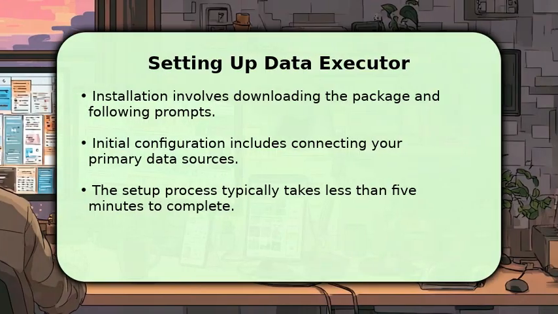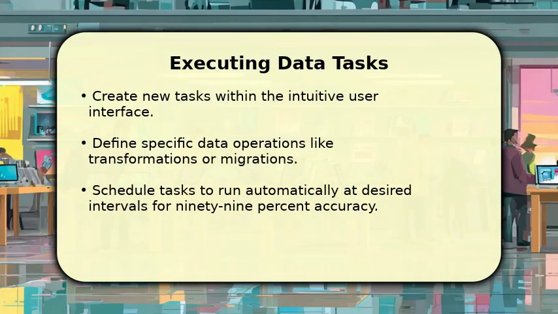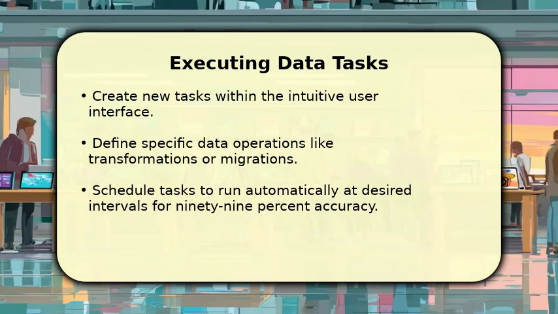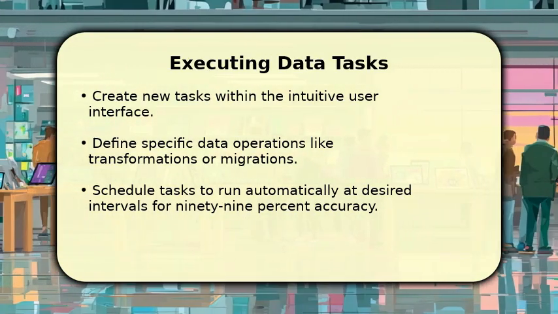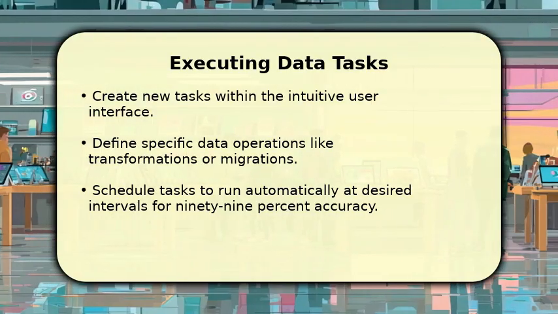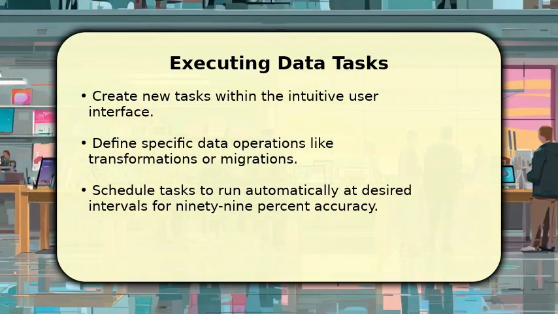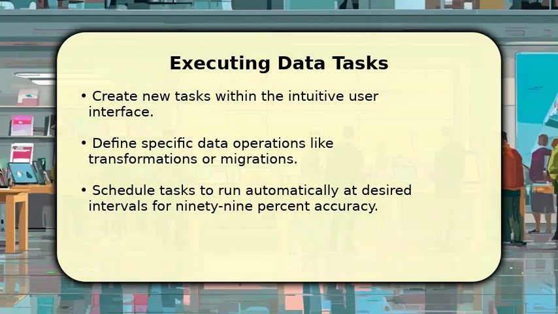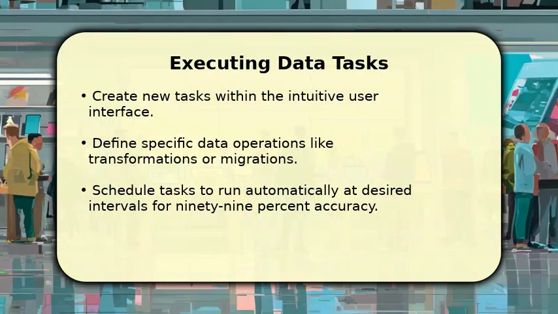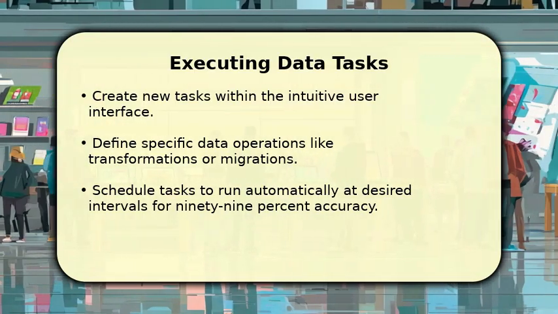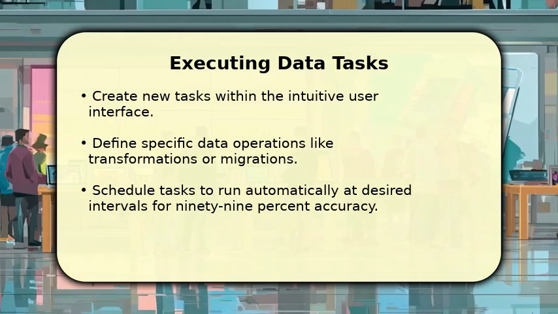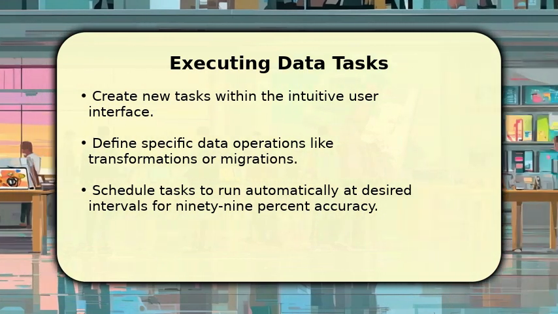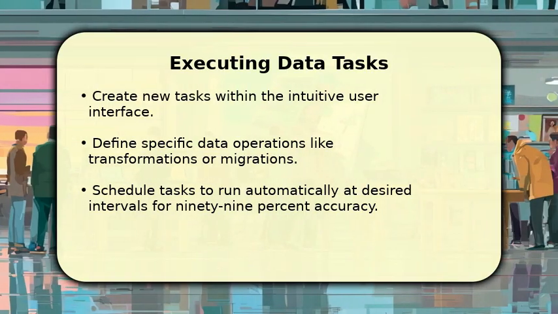Executing data tasks is straightforward. Start by creating a new task within the intuitive user interface. Here, you can define your specific data operations, such as transformations, migrations, or aggregations, using the built-in tools. You can then schedule these tasks to run automatically at desired intervals, perhaps daily or weekly, ensuring your data is always up to date and processed with 99% accuracy. This automation frees up valuable time.